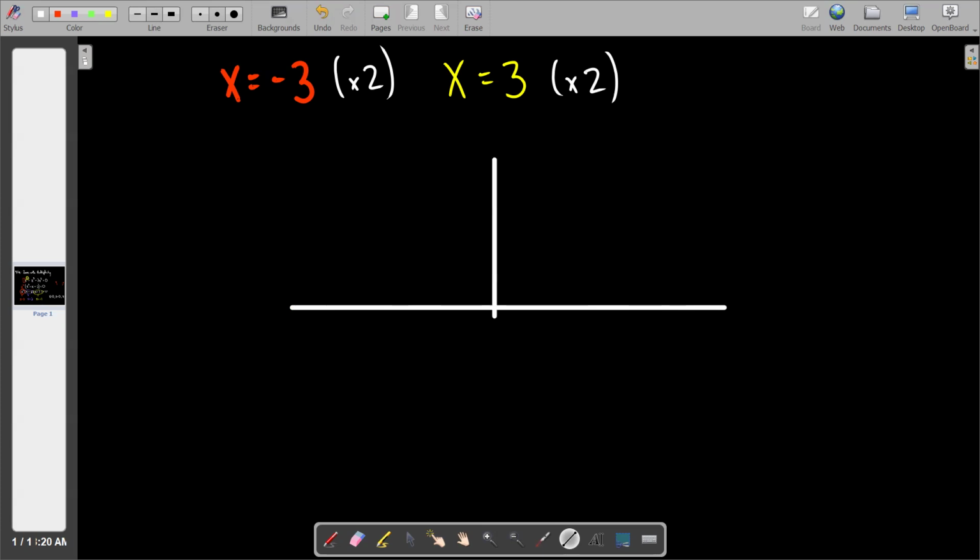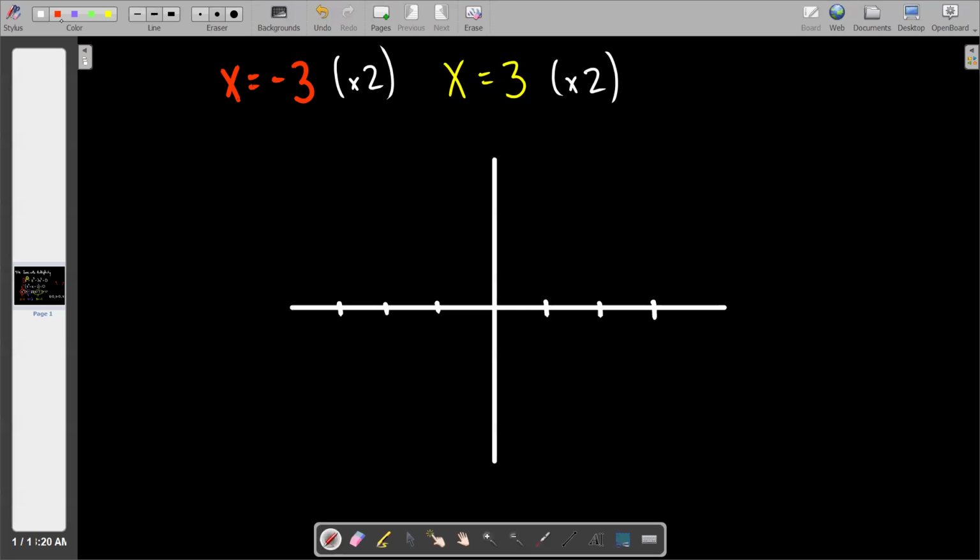My zeros are on the same distance away from the center. So I'm going to make a tick at -1, -2, -3, and then make 3 more ticks at 1, 2, and 3.